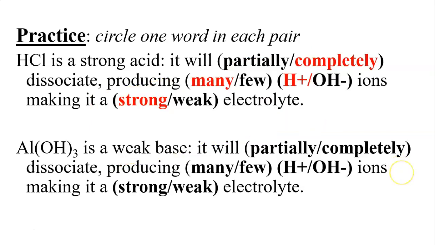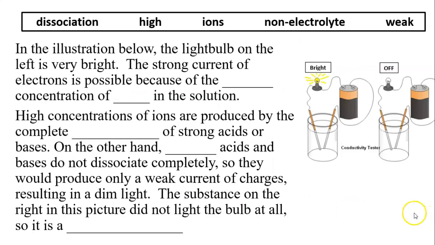Okay, this is what I got. So because it's a strong acid, it will completely dissociate. And that means there will be a lot of H plus ions. The reason I picked H plus is because it's an acid; if it were a strong base, I would have picked OH. And that means it's a strong electrolyte. It's good at conducting electricity. Al(OH)3, that's aluminum hydroxide, that's a weak base. So it will only partially dissociate. So there will be a few hydroxide ions, which means it will conduct electricity, but it's going to be a weak electrolyte. And the last thing I want to look at with you is this problem, okay?